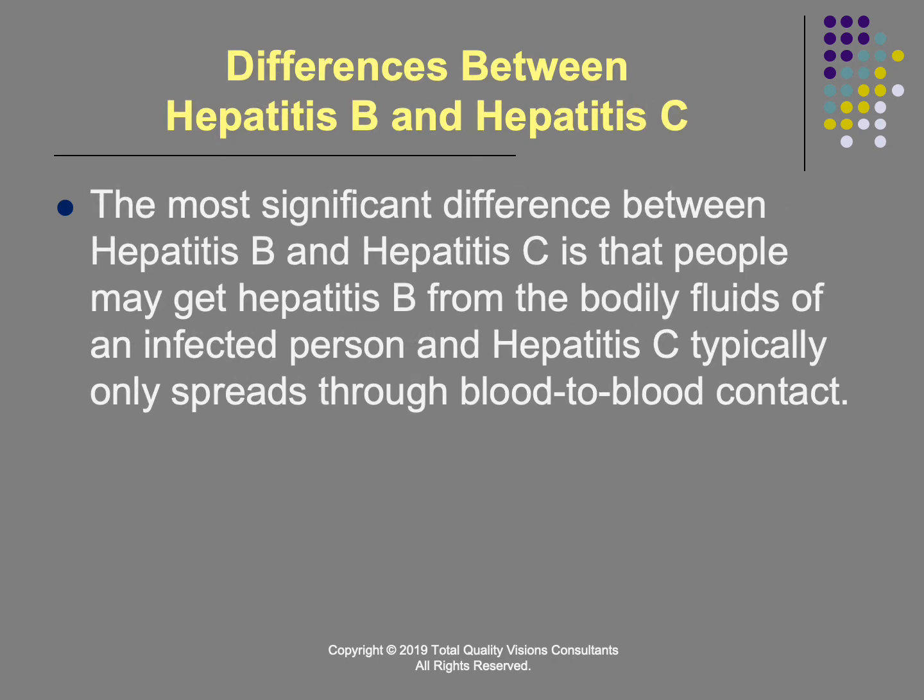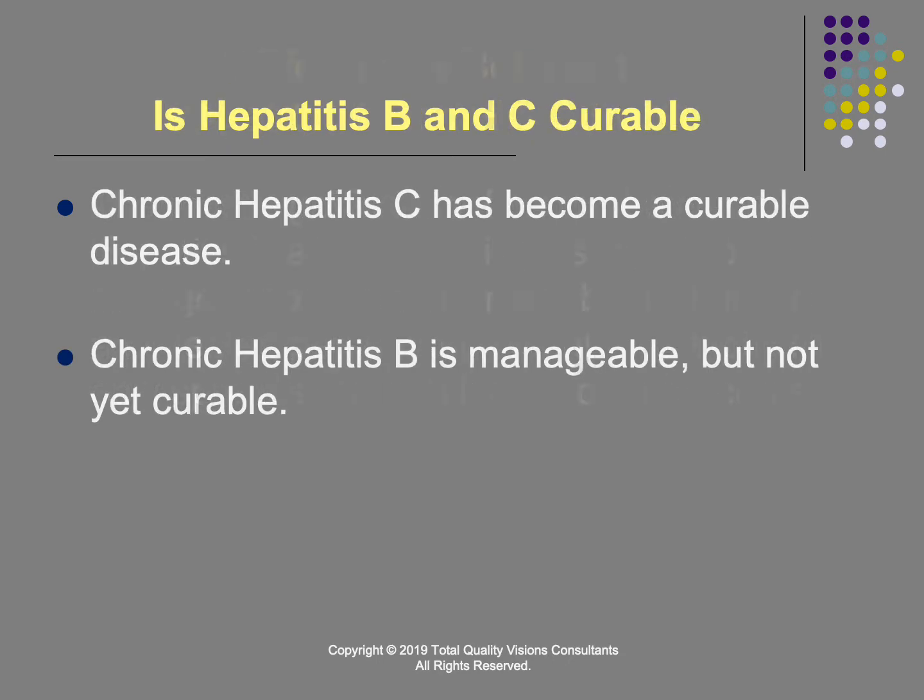The most significant difference between hepatitis B and hepatitis C is that people may get hepatitis B from the bodily fluids of an infected person. Hepatitis C usually only spreads through blood-to-blood contact. Hepatitis C has become a curable disease. Hepatitis B is manageable, not yet curable.